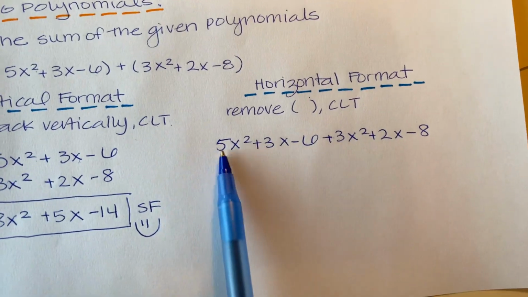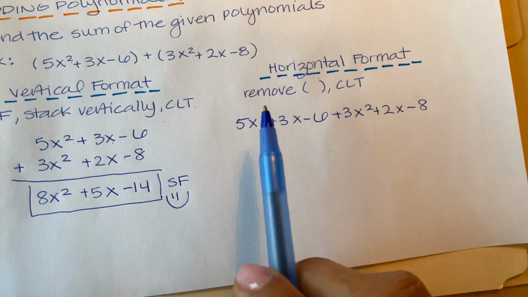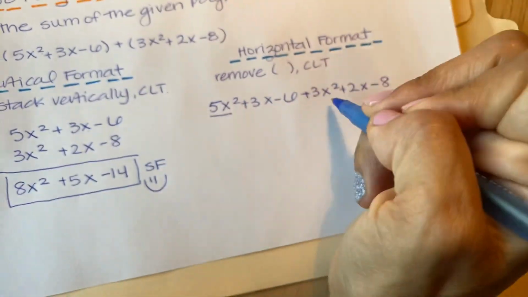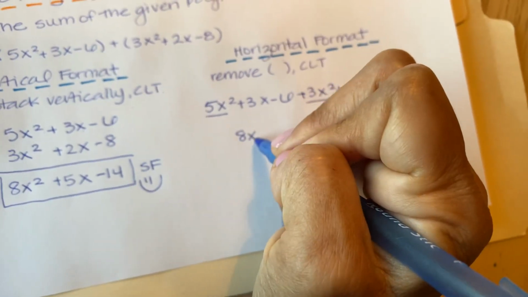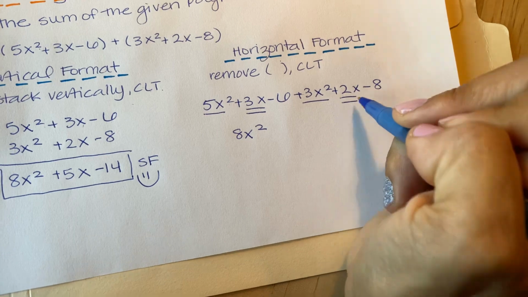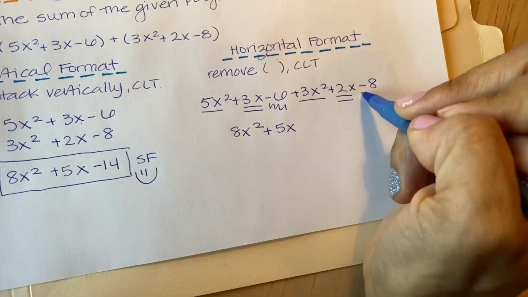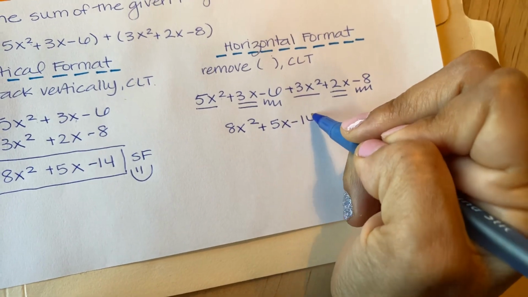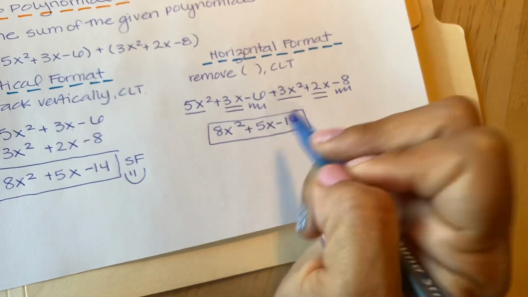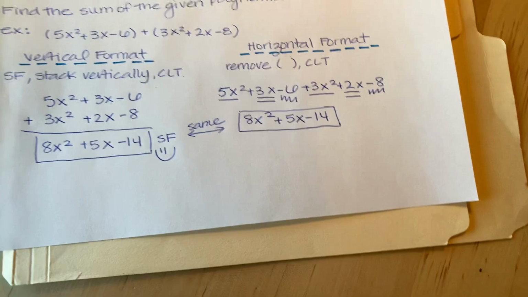So this is your horizontal format. It's just in a really long line. And now you're going to combine like terms. My 2's are my greatest exponent, so I'm going to start there. 5x squared plus 3x squared is 8x squared. 3x plus 2x is 5x. And then negative 6 minus 8 is negative 14. And so, my hand's in the way, but as you can see, you get the same answer.